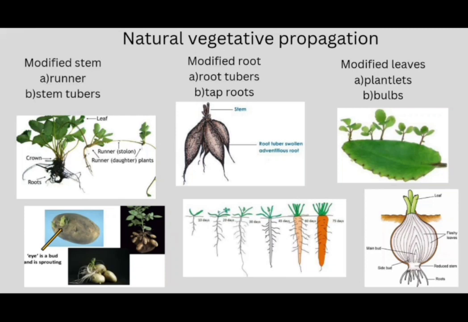Modified root: root tubers and tap roots. Root tubers have fibrous roots which swell with stored food. Tap roots are swollen roots for food storage. Modified leaves: plantlets and bulbs. Plantlets, when they reach a certain size, fall off and grow into a new plant. A bulb is an underground bud and has a reduced stem and roots.